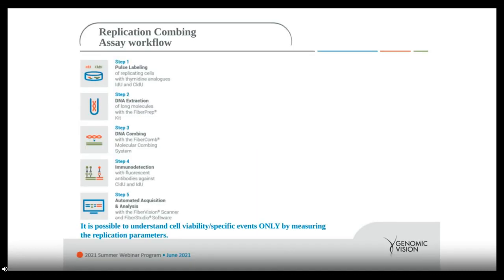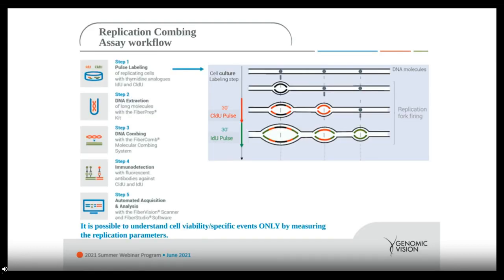But now, how to work with it? What are the different steps that walk you through the use of the replication combing assay in combination with molecular combing? In step one, there is the pulse labeling. The pulse labeling is to pulse cells with two different thymidine analogs, here CldU and IdU. These are modified analogs of the NTPs, with a chlorine or an iodine on top that can be used for the visualization later on.